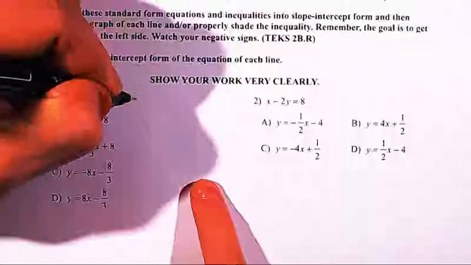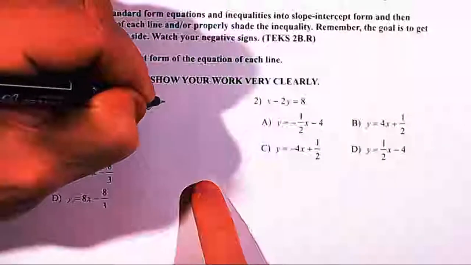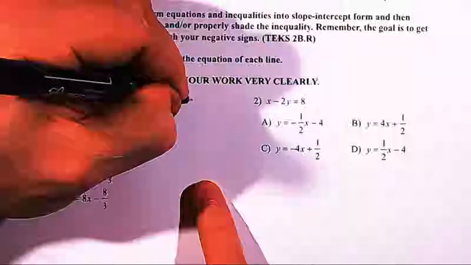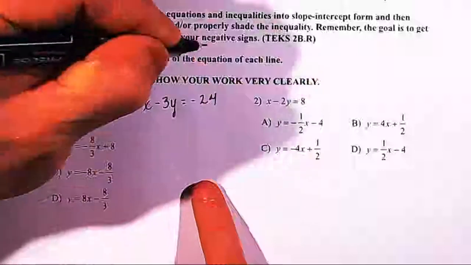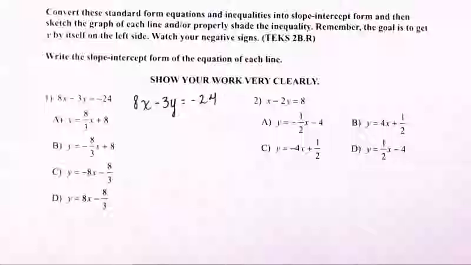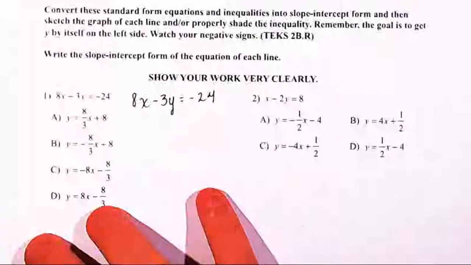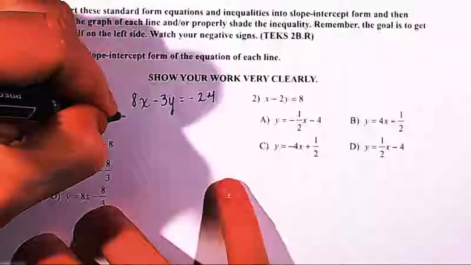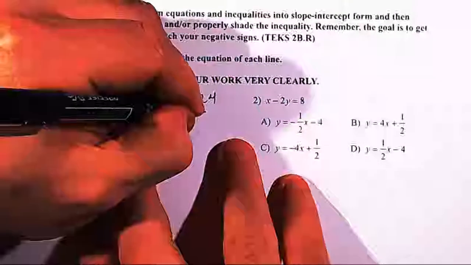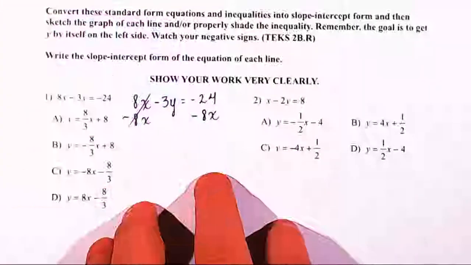So in order to do that, we'll start by writing our equation. 8x minus 3y equals negative 24. And again, what we're doing is we're solving for y. We want to get y by itself. The first step here is to move the 8x term to the right side of the equation. And we do that by subtracting 8x from both sides.